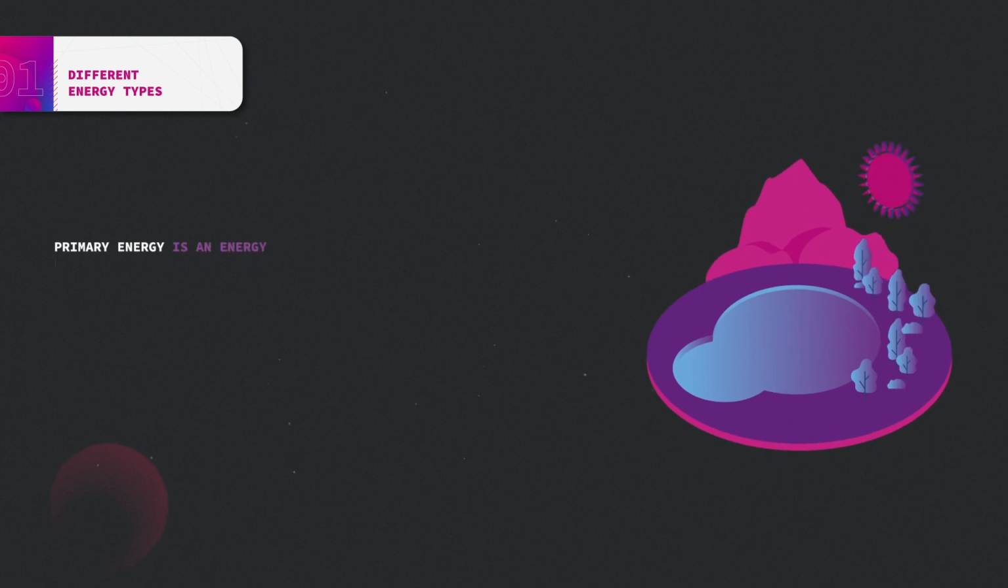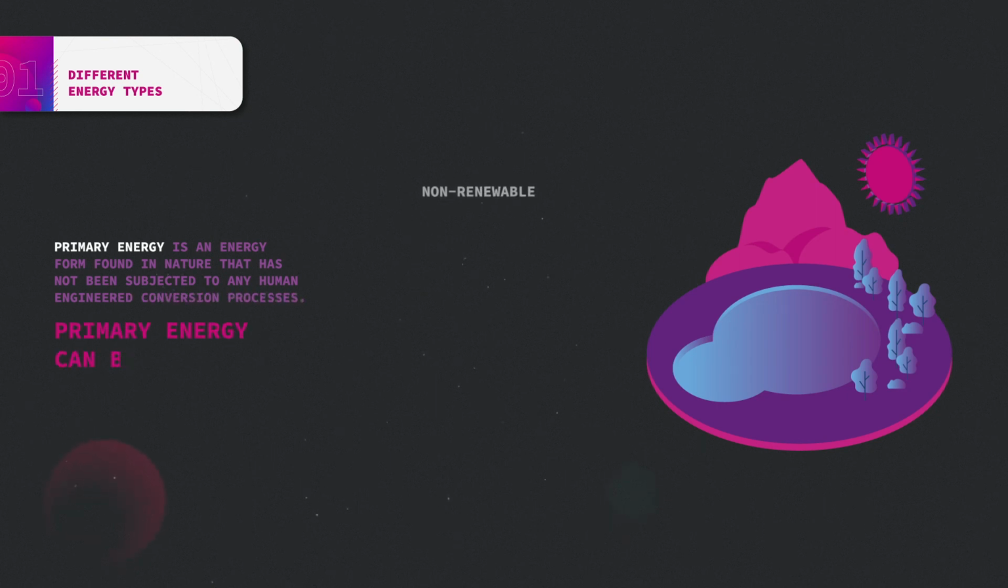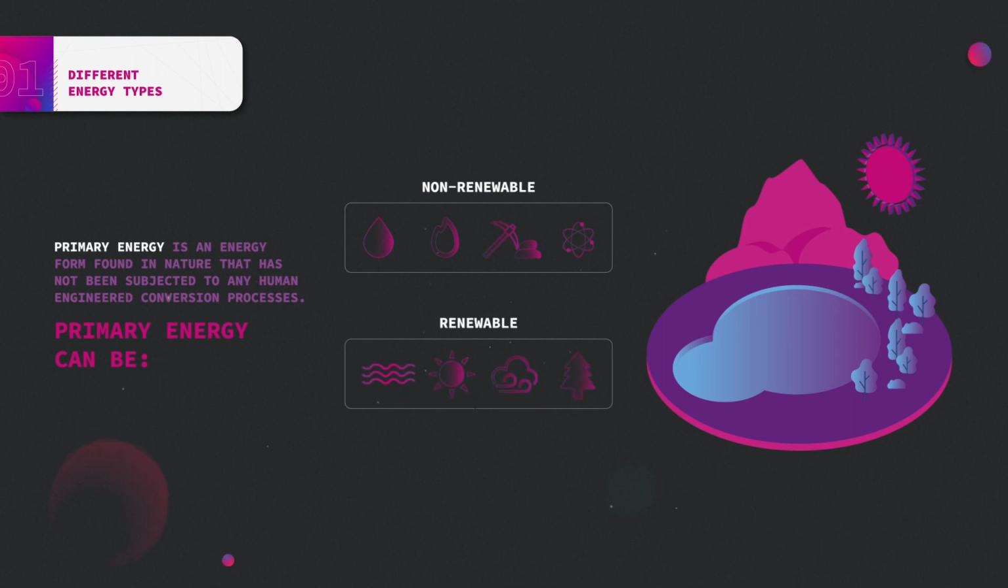Primary energy is an energy form found in nature that has not been subjected to any human-engineered conversion processes. Primary energy can be non-renewable or renewable. Primary energy sources have to be converted through an energy conversion technology in order to transform the source into a secondary fuel before it can be used. In order to get gasoline or diesel, crude oil must go through a refining process.